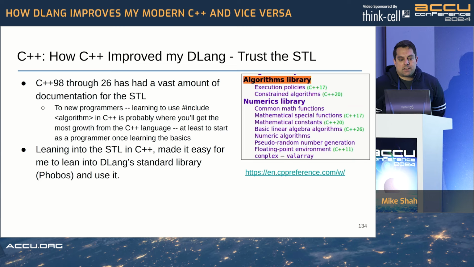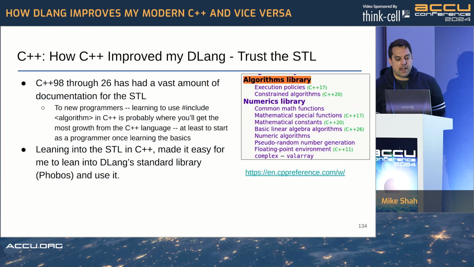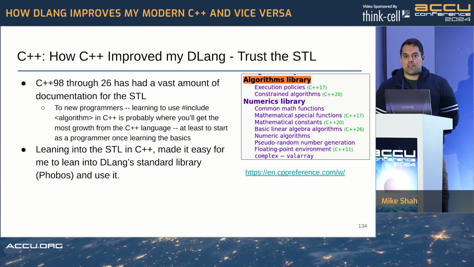In C++, trusting the STL, which I think has been echoed at many conferences, this one included, which I had to learn as a young programmer, to trust tested algorithms and use them as building blocks has been particularly valuable. If there's one piece of advice I can give new programmers who are watching this now or in the future, it is to actually lean into algorithms.